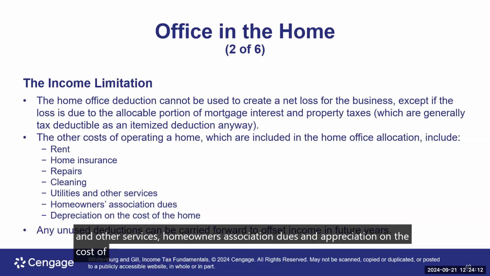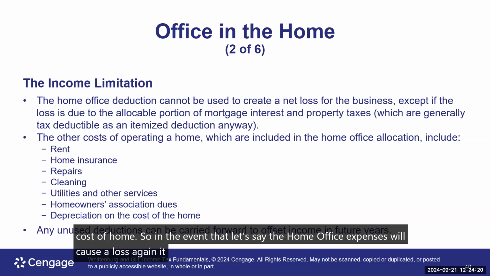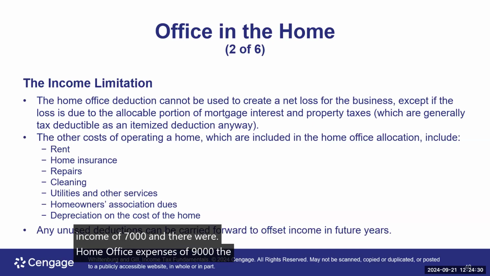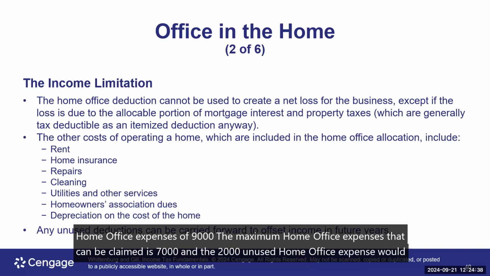So in the event that, let's say, the home office expenses will cause a loss, again, it cannot go below zero. So let's say a taxpayer had net income of 7,000 and there were home office expenses of 9,000. The maximum home office expenses that can be claimed is 7,000, and the 2,000 unused home office expense would carry forward to the next year.